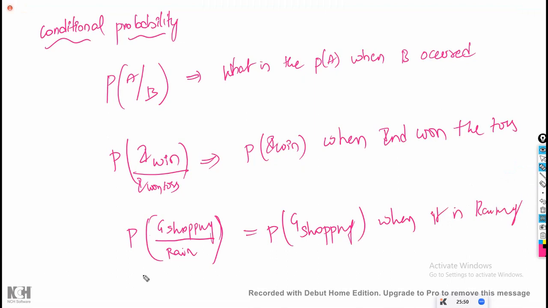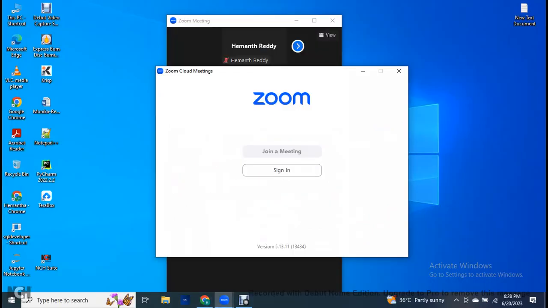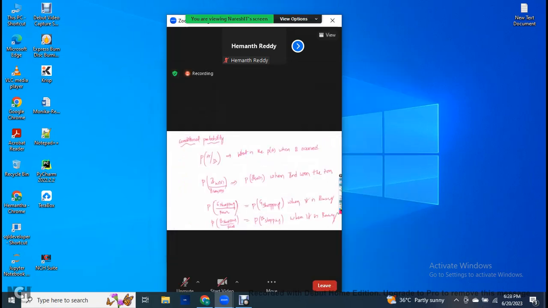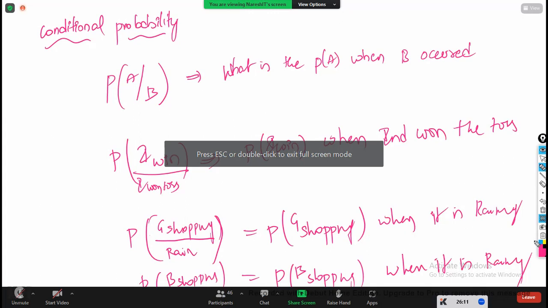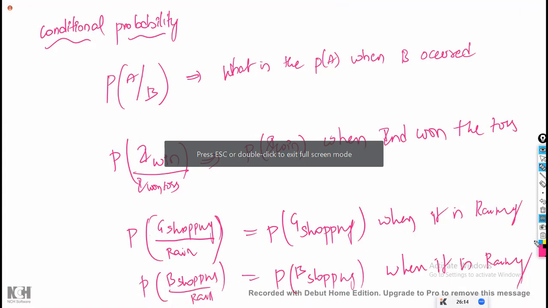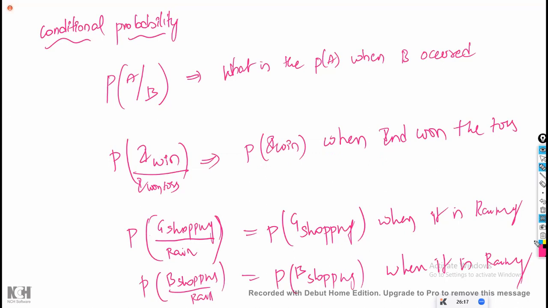Okay. So what is the probability of boys shopping when it is raining? Shopping is common, whether boys or girls. But when it is raining, the boys generally will not go shopping. They'll simply say it is anyway raining now, let us go and do some other work. But girls, once they have fixed a shopping list, they'll go shopping, though it is raining also.